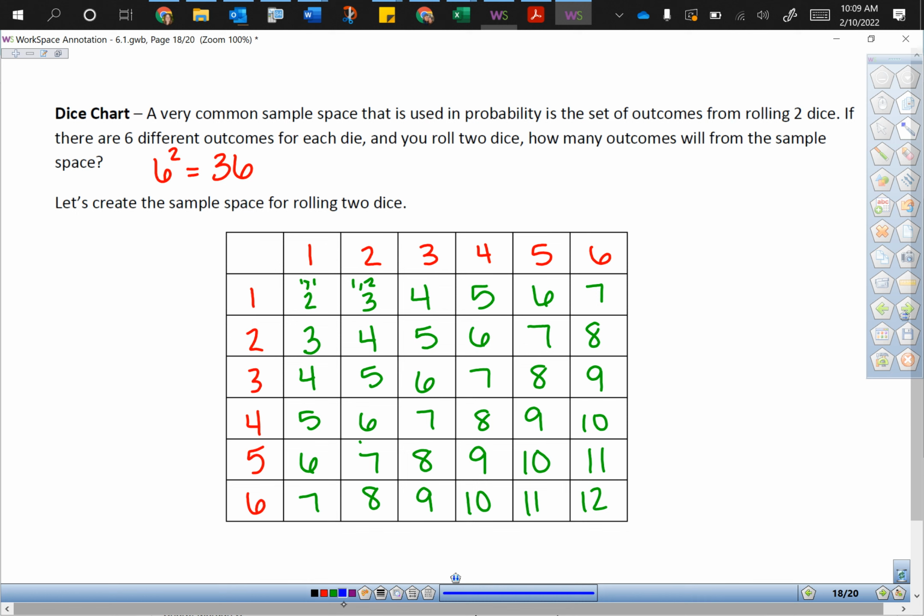So what is the highest sum that you could get when rolling a pair of dice? 12. Because you could roll a 6 and a 6. That's the highest you could get. What is the lowest sum that you could get? 2. What is the most common sum that you will get? How many sums of 6 do we have? 5. How many sums of 7 do we have? 6. So what is the most common? Okay, so this is a really common sample space that we are going to use quite frequently. There are 36 options that you can choose from.